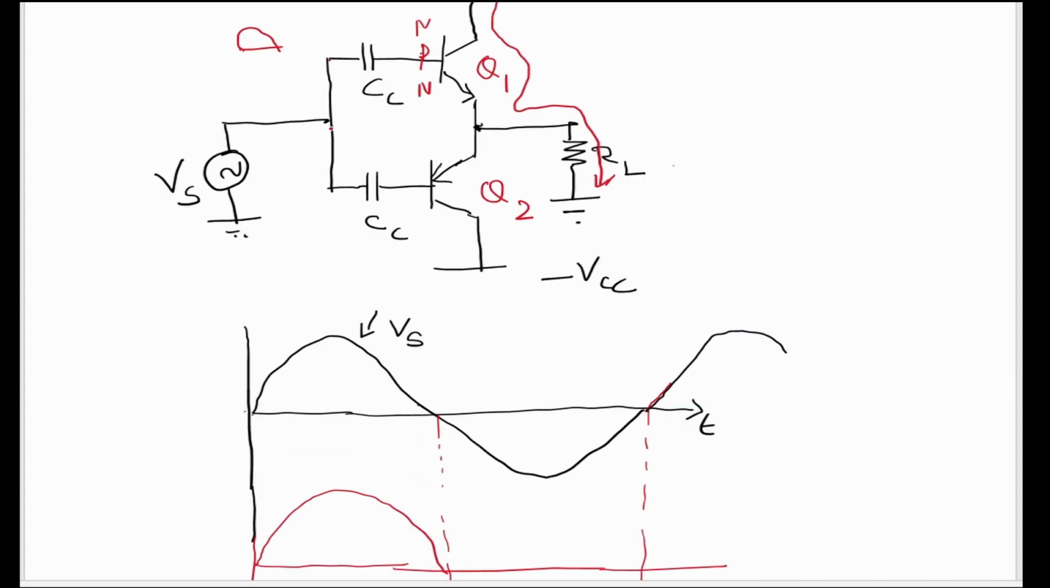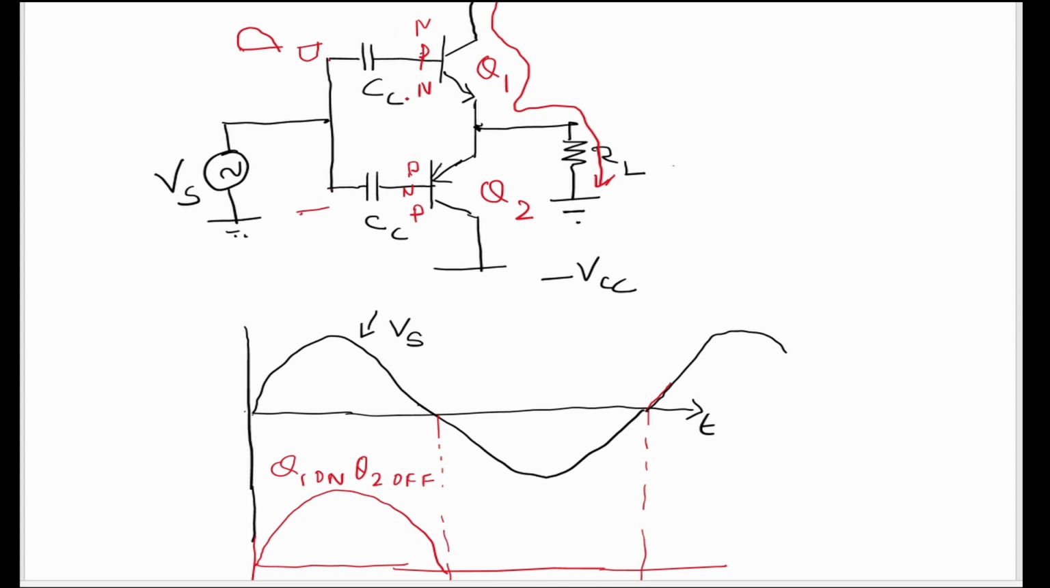So during positive half cycle, since this point is positive and this is PNP transistor, any positive voltage given to the base will not provide any current in the collector or emitter of Q2. So Q2 will be off. Only Q1 will be conducting. So Q1 on, Q2 off.